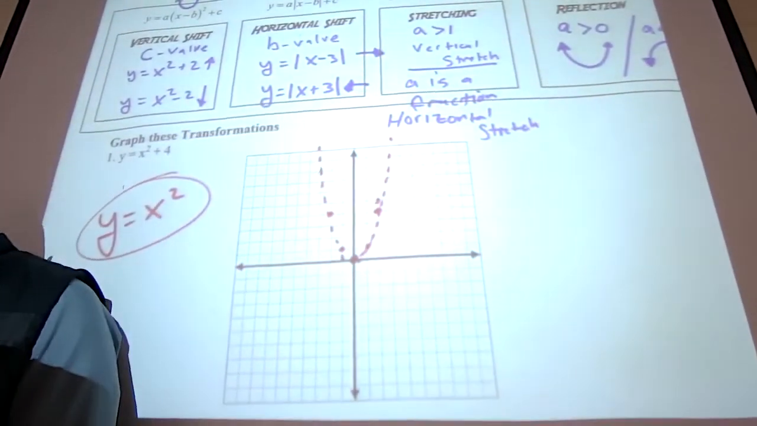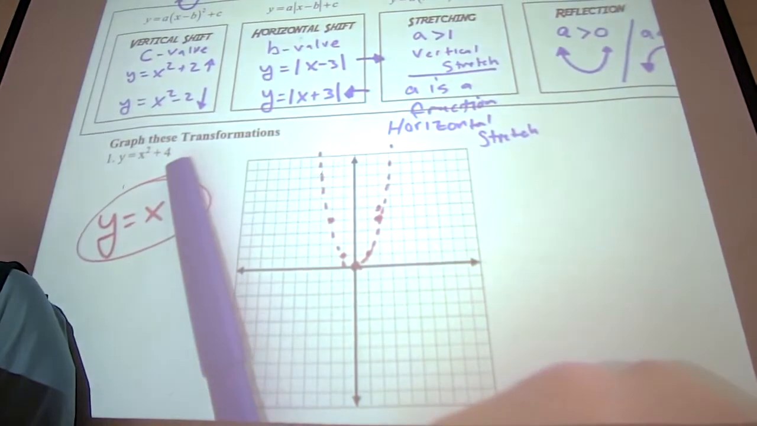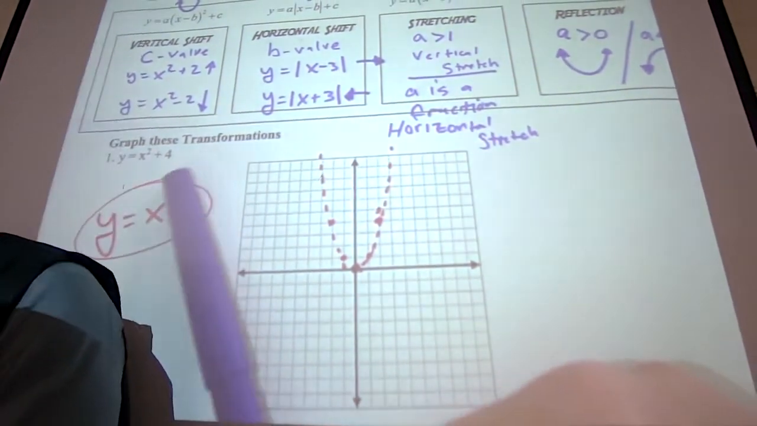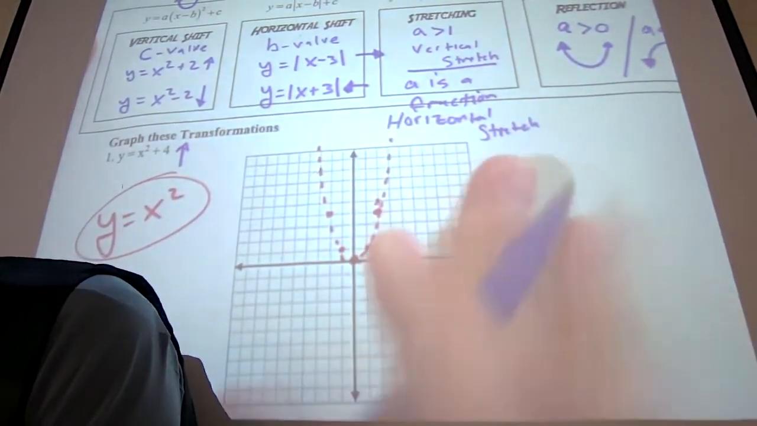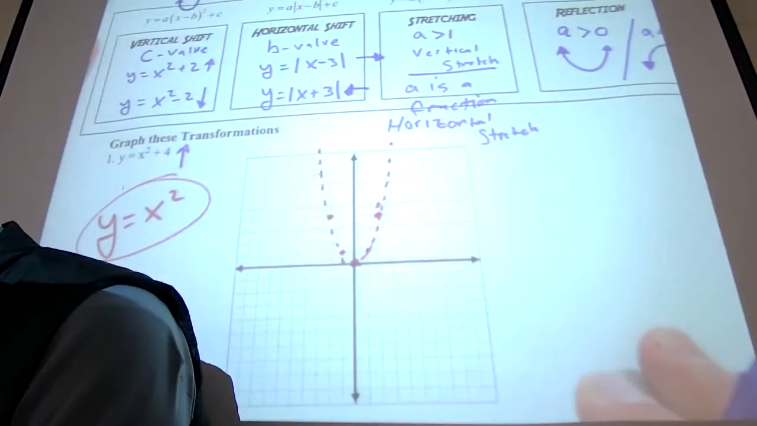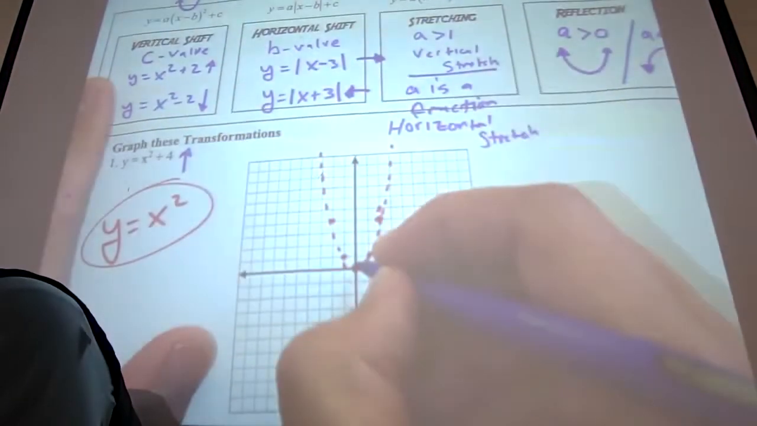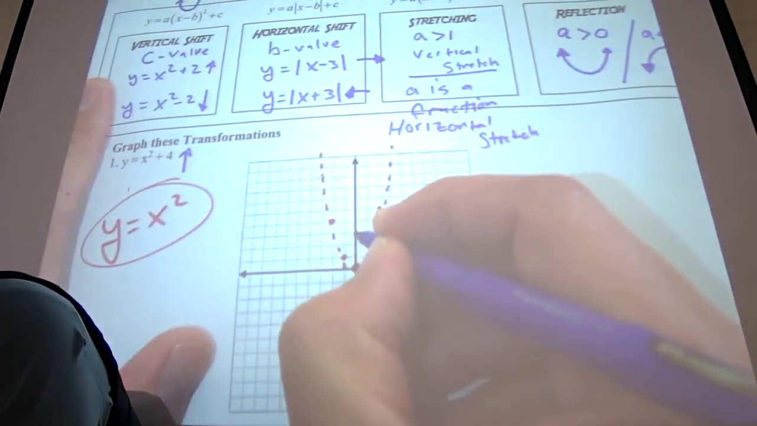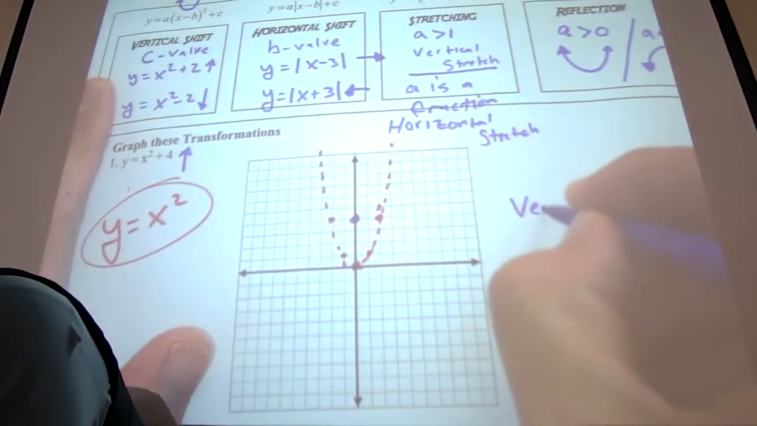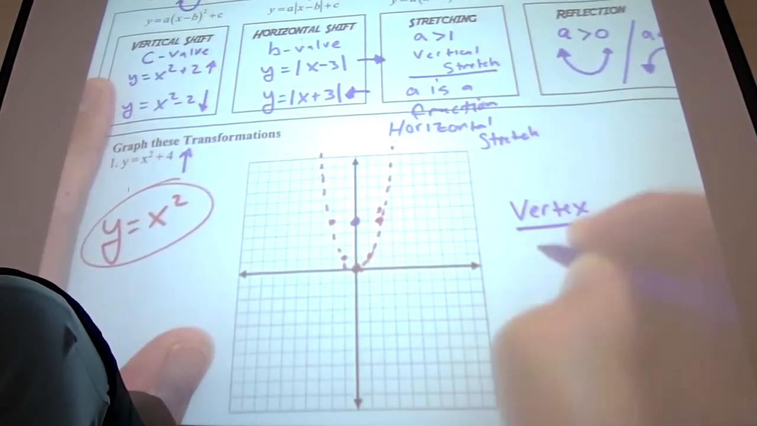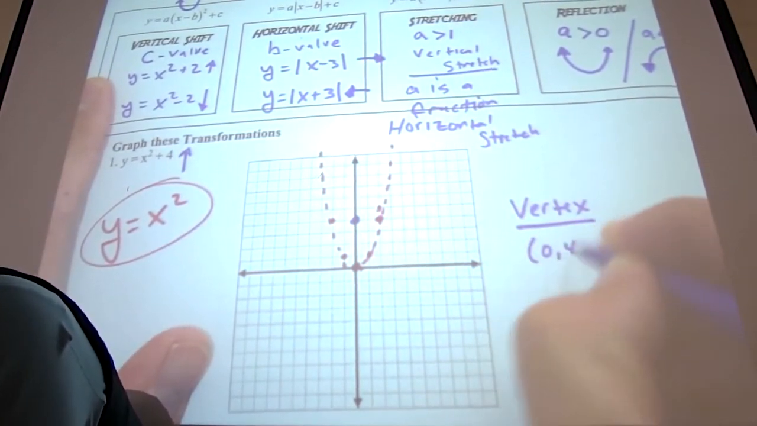Okay, well now I have a C value. And that C value is positive, so it's going up. So all this graph is shifting up 4 units. So I'm going to take this guy at 0, 0. I'm going to count up 1, 2, 3, and 4. Okay, so my new vertex was at 0, 0. It's gone up to 0, 4.